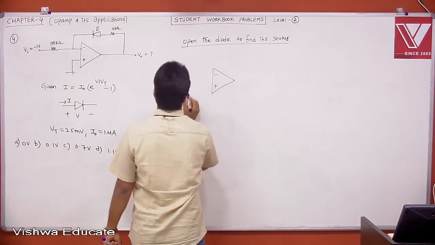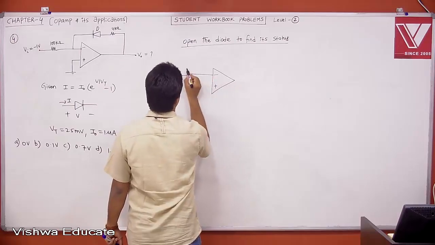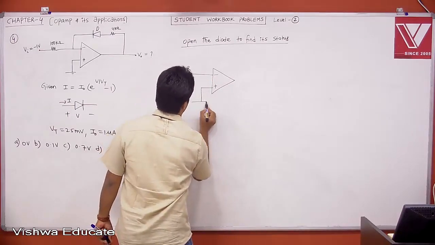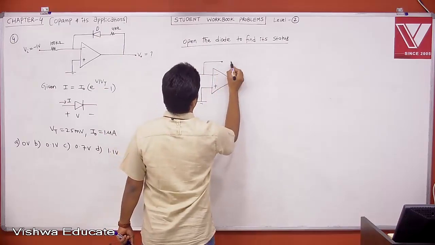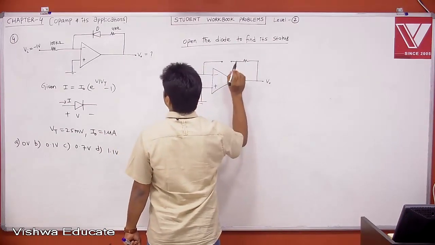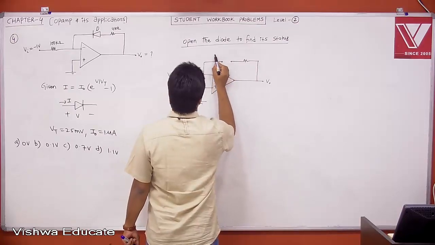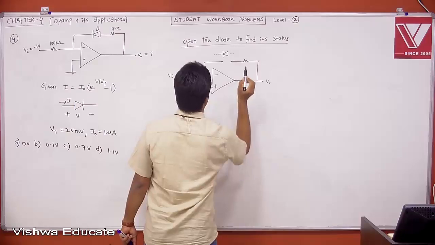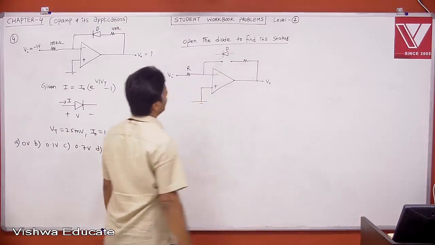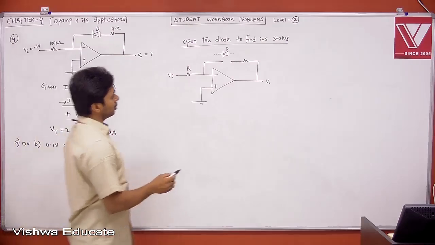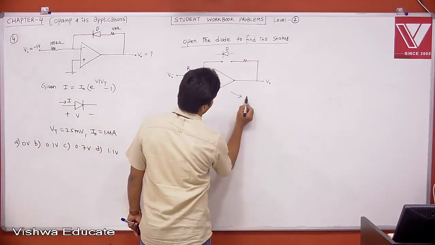When you open the diode, this is some R, and this is Vi. Then, when you open, this is your V naught, some resistor. Now bring back your diode, but don't connect it. This is your diode D. If this is the scenario, it is open loop. Your op amp is in open loop.